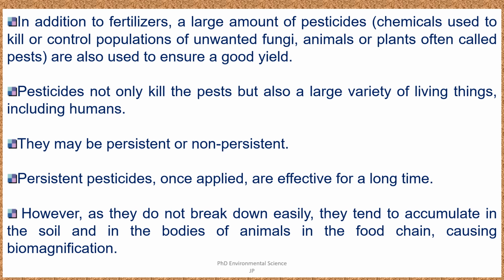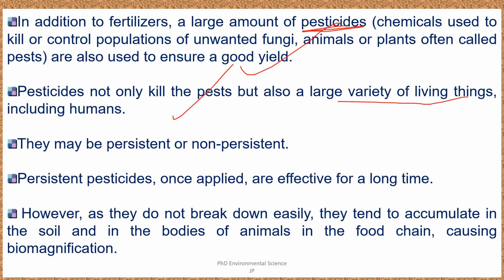In addition to fertilizers, a large amount of pesticides are also used. Now, pesticides are chemicals which are designed to kill or control populations of unwanted organisms, commonly known as pests. These pests can include insects, fungi, weeds, and other organisms that threaten agricultural productivity. While pesticides effectively manage pests, they can also harm non-target organisms, including beneficial insects, wildlife, and potentially humans. This damage harms both the environment and human health.